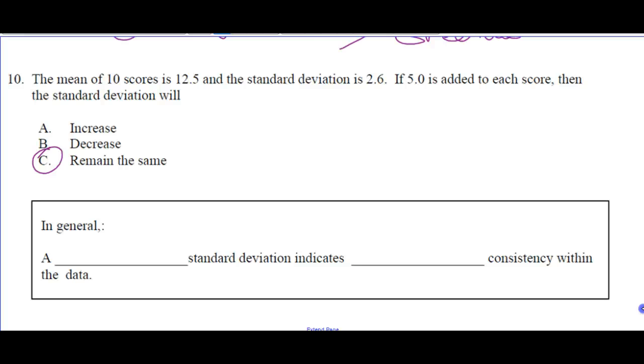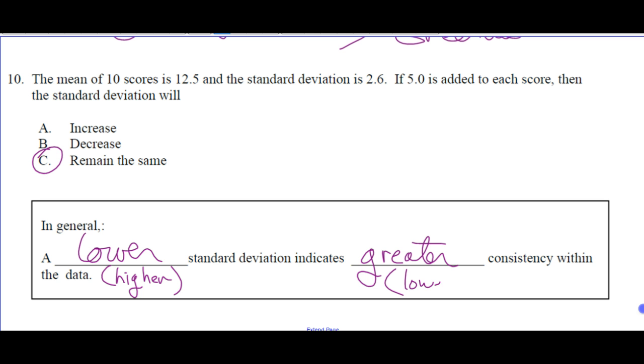Anytime you're working through questions, always ask yourself, how would they ask this as a multiple choice question? Or would they ask this as numerical response? Okay, so in general, a blank standard deviation indicates blank consistency within the data. Okay, let's put in a lower standard deviation indicates what? Higher consistency, or let's say greater consistency. So the lower the standard deviation, the greater the consistency. And you could also say a higher standard deviation indicates a lower consistency. Right? Not as consistent.